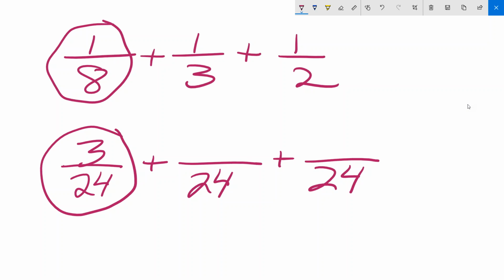How about 1/3? Oh. Yeah. What? I can hear you. 1/3. How many 24ths is 1/3? 1/3 is 8. And how many 24ths is 1/2? 12. Add those 3 numbers together. What do you get?